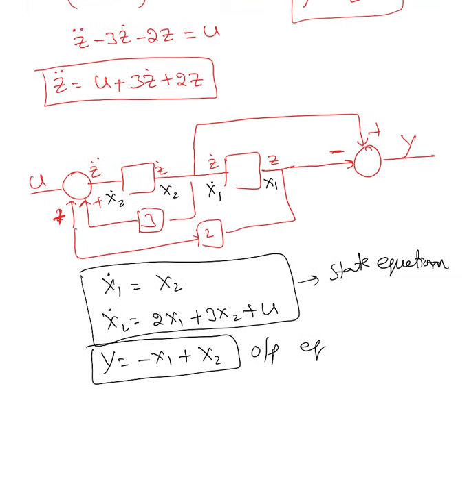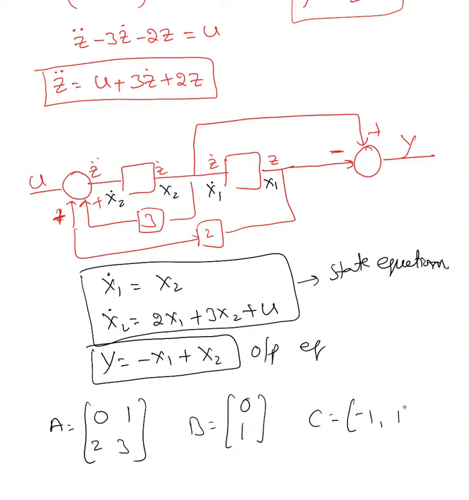Now if I write it down in matrix format, A equals [0 1; 2 3], B equals [0; 1], and C equals [-1 1], D equals 0. I'll stop this video here. I'll continue in the next video with a few more examples. Thank you.